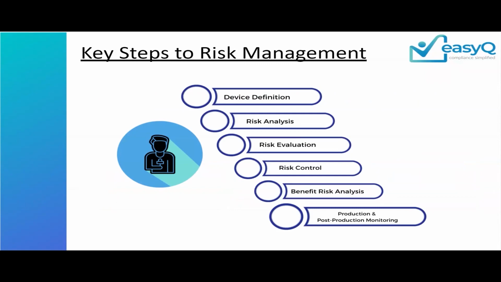Okay, now, key steps to risk management. What I've done is I've simplified the entire flow of the information. I have not gone into too much of the nitty gritty, but what you see on screen, if you follow that, that will ensure that your risk management process would be good enough to comply to any requirements. It starts with device definition. What is that? We look into that. Risk analysis, evaluation, controls, benefit risk analysis, production, post production monitoring.